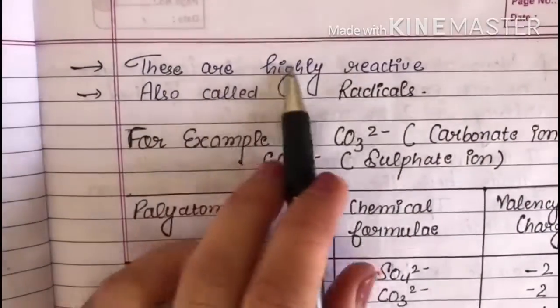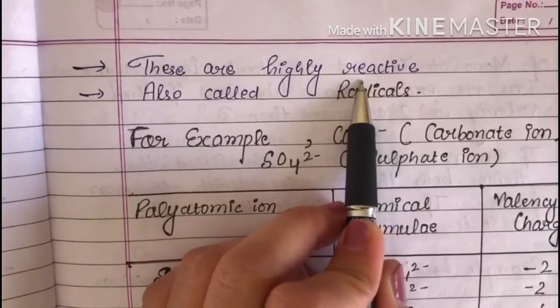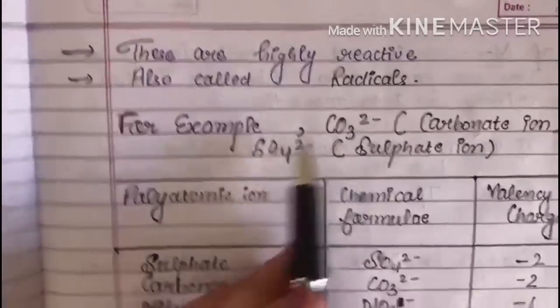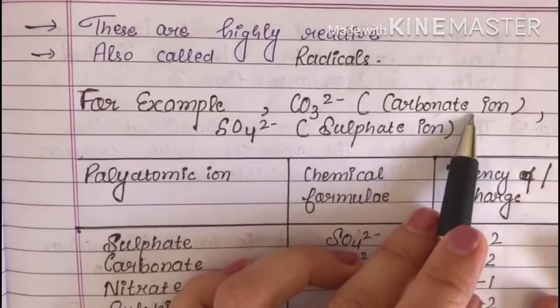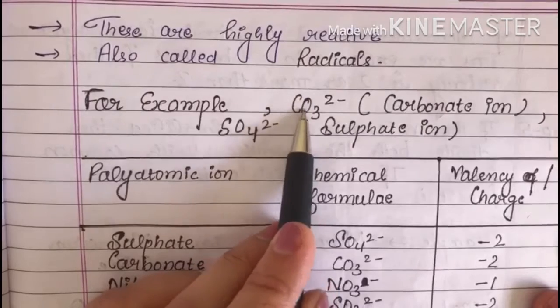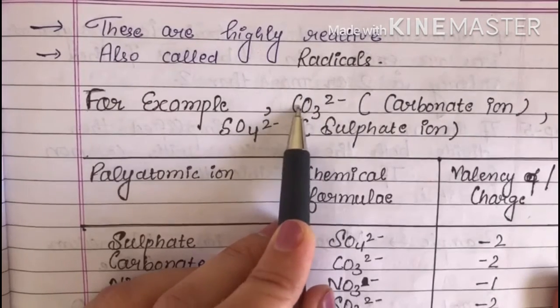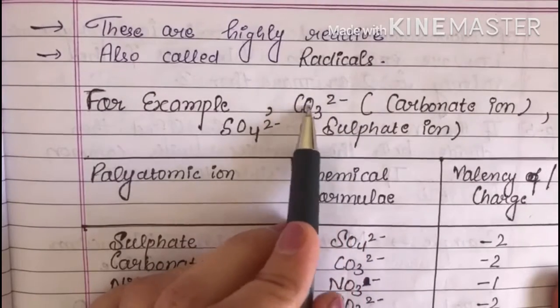These are highly reactive and also called the radicals. Polyatomic ions are also called radicals. For example, this is a carbonate ion. Here 1 carbon and 3 oxygen atoms are present. This is an ion because here 2 negative charge is present. So this is an example of a polyatomic ion.